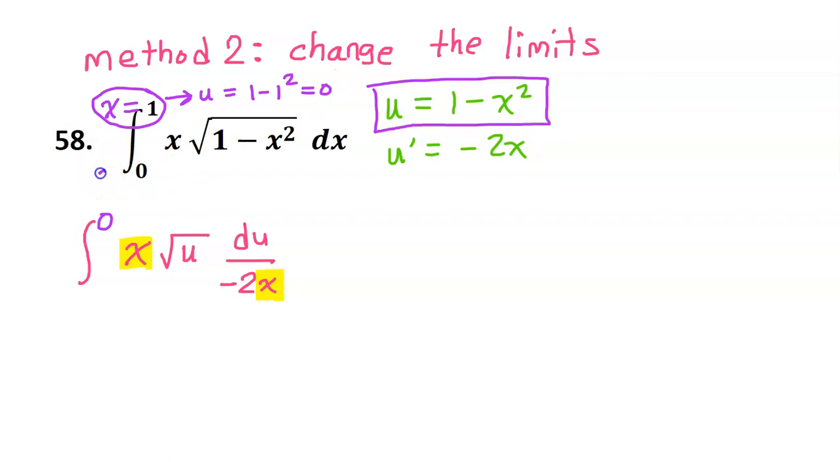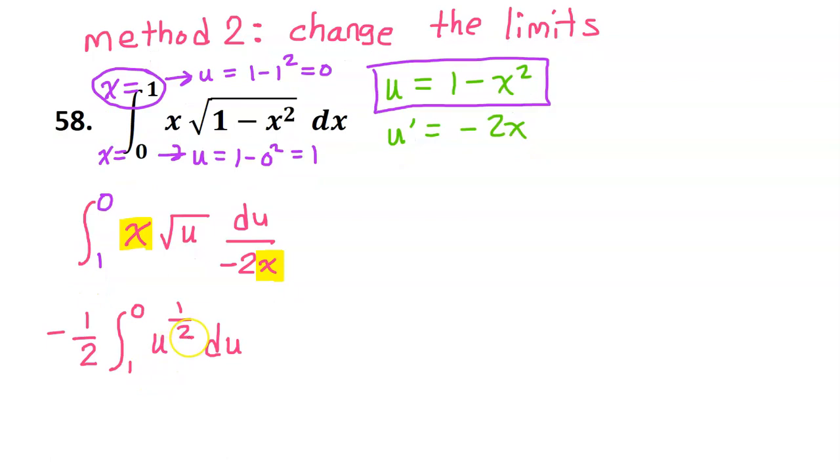Similarly, the lower limit of integration starts off as x equals 0. We need to convert this to a value of u. Again, u is equal to 1 minus x squared. So that's 1 minus 0 squared, which is 1. So the lower limit of integration has a u value of 1. Let's write u to the 1/2 power instead of the square root of u. So now we have this.